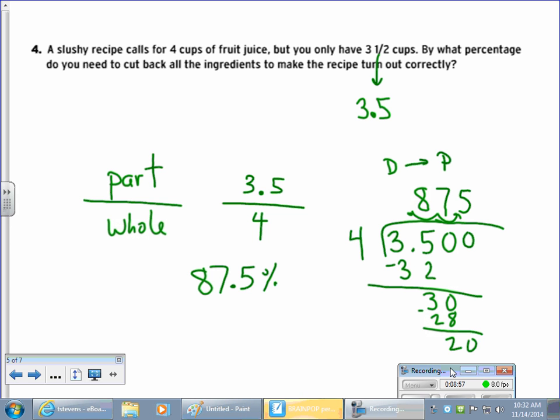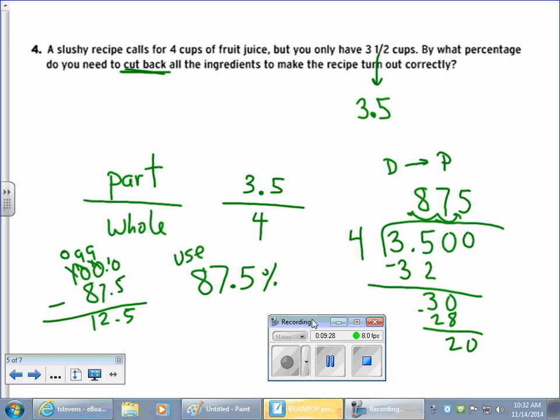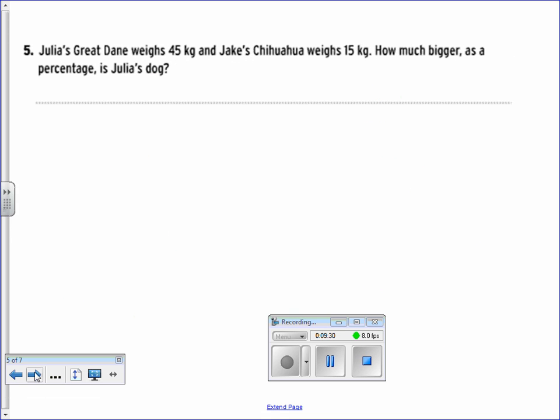All right, they say by what percent do you need to cut back? So I guess you could use 87.5%, or you could say reduce the ingredients by 12.5%. So use 12.5% less of each ingredient. Tough problem, followed by an easy problem.